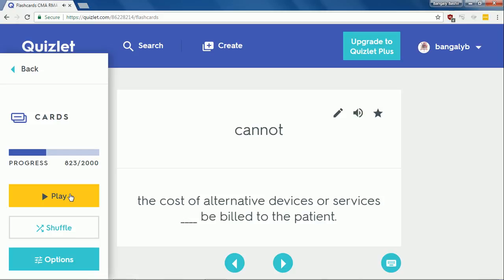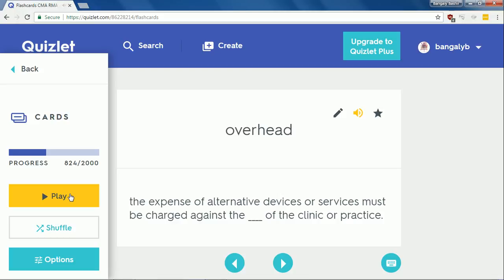Cannot. The cost of alternative devices or services cannot be billed to the patient. Overhead. The expense of alternative devices or services must be charged against the overhead of the clinic or practice. Required.